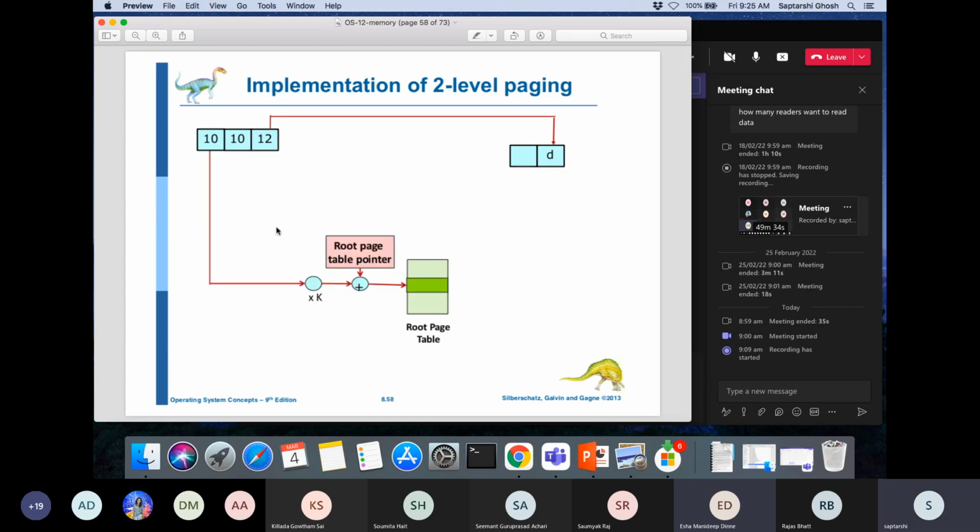Now what we do: this first entry, P1, remember, is an index into the outer page table, or sometimes called the root page table. Remember the root page table is also in memory. There is a register called the root page table pointer, which stores the starting address of the root page table. With that, we add this number 10. We multiply it by k, where k is... what is k here? Any idea? What is k?